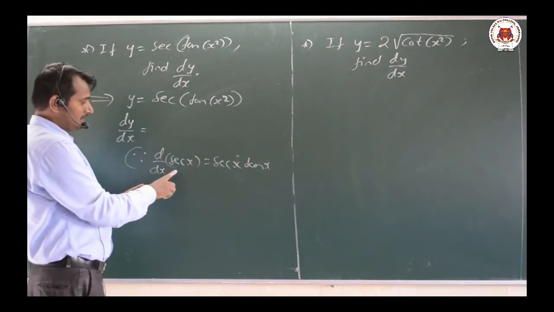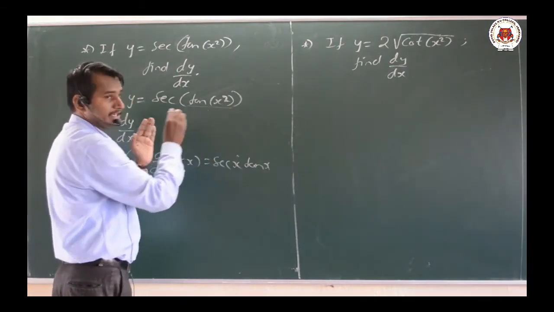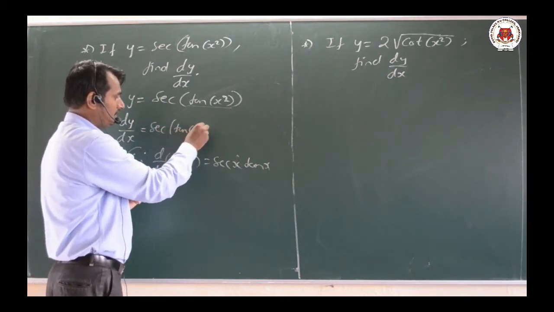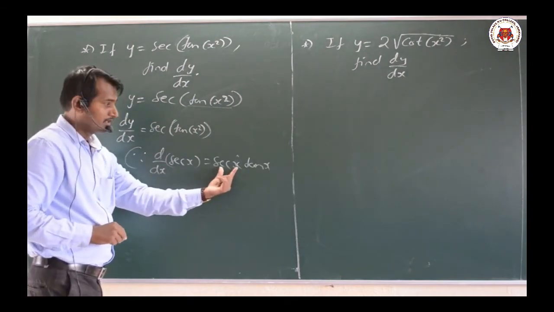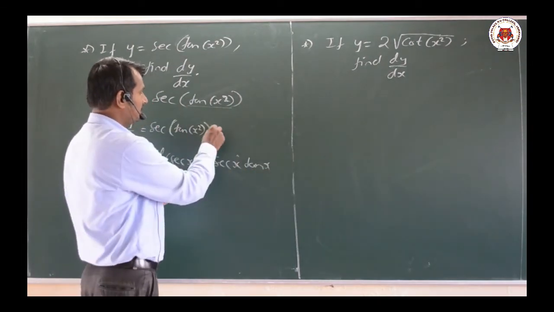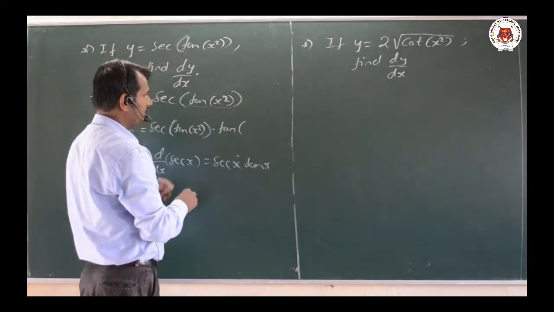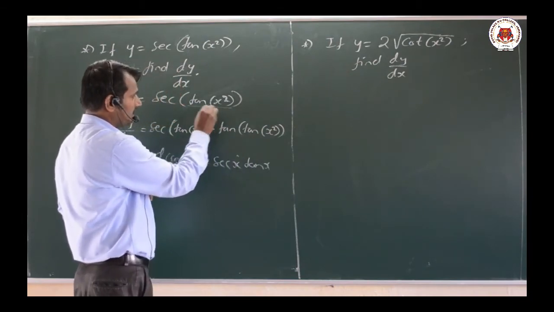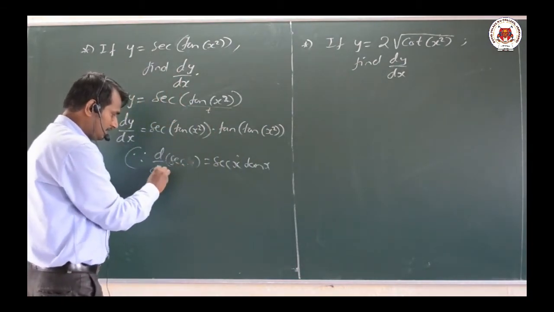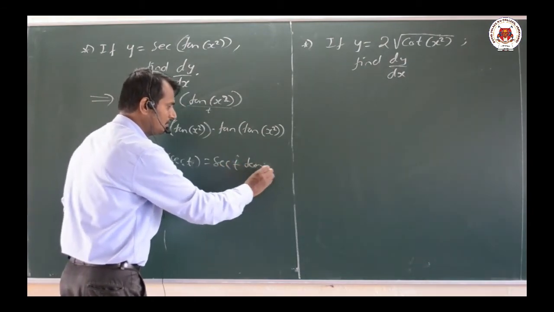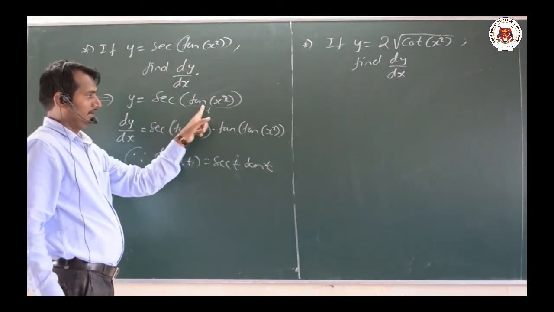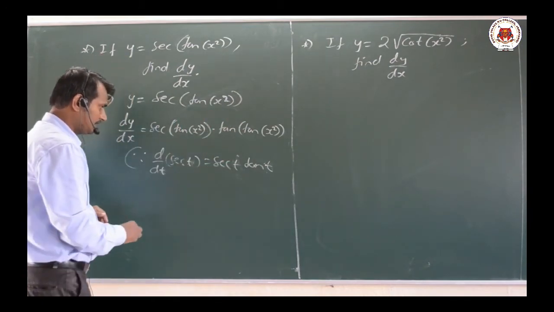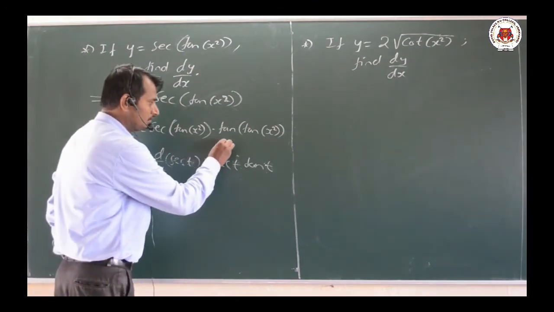So now secant x means secant x, this whole value we have to take as x only now, that is secant of tan of x square. That is secant x into tan x, in the place of x the whole term, into tan of the whole thing, that is tan of x square. Let us take this whole part as t here: d by dt of secant t is secant t into tan t. One thing finished.